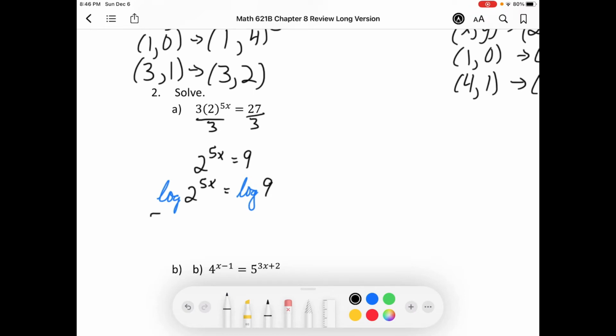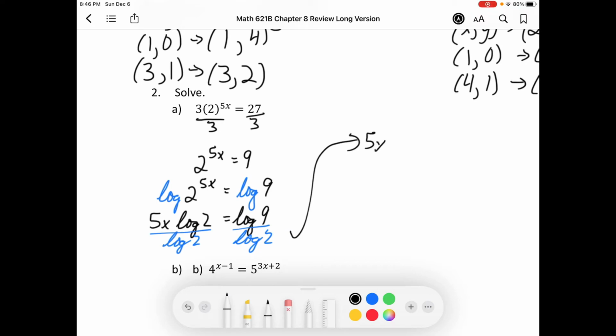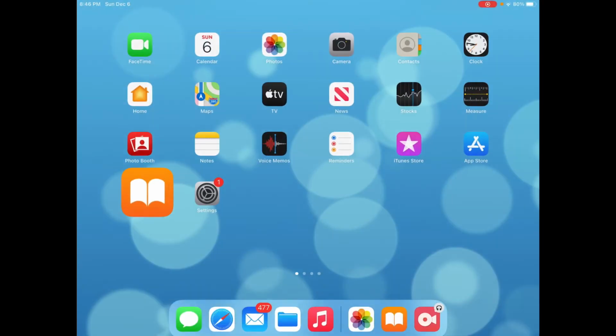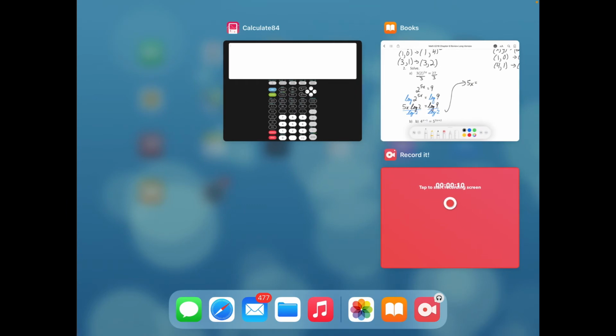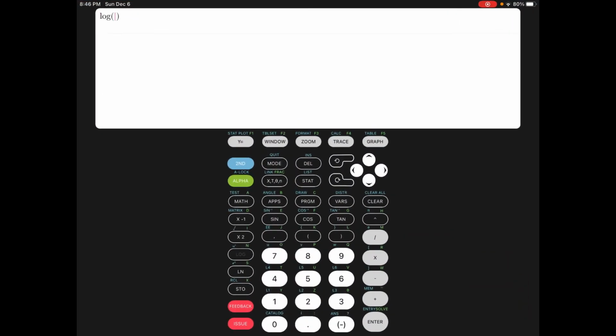And at that point, I can bring my 5x down. And I want to get x on its own. Now, some of you are going to feel comfortable dividing by 5 log 2. Some of you are going to feel comfortable dividing by 5 log 2 all at once. I'm just going to divide by log 2 because I'm nervous that I'll botch it in my calculator. Okay. So after this, I'll have 5x equals something, and that something, let's see, was log of 9 divided by log 2.